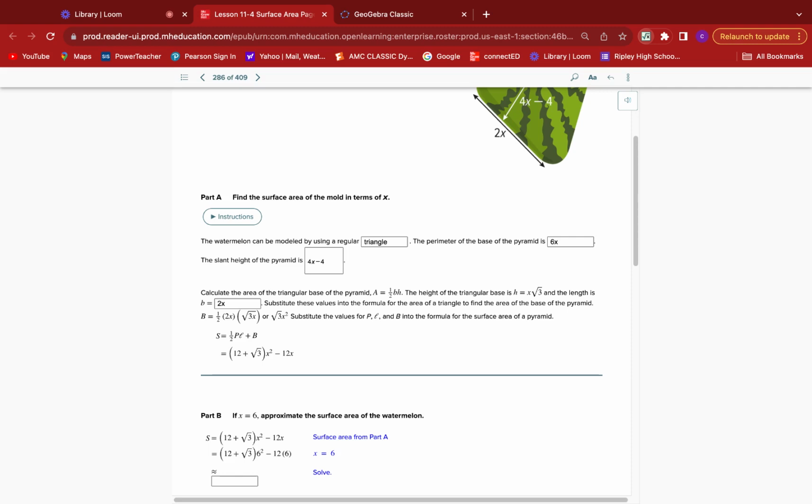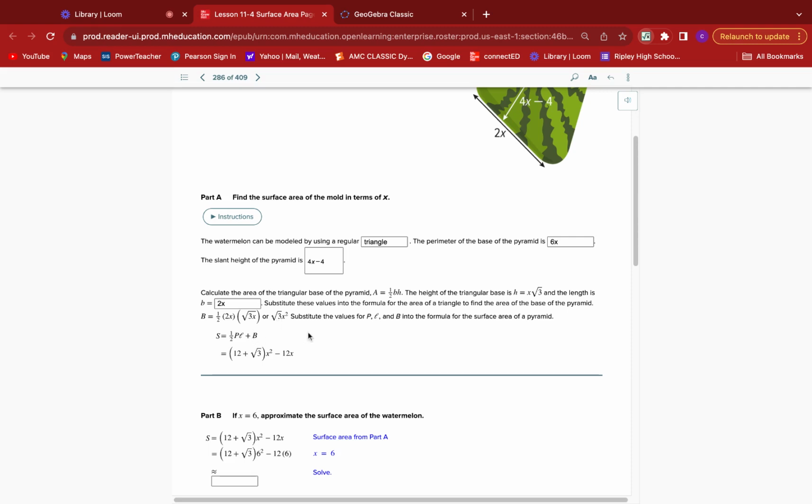Everybody okay so far? I hope. This is just the 1/2 PL. All right, to this, I'm going to add on the area of the base. This is your x squared square root of 3. Okay, so I just added on the B.